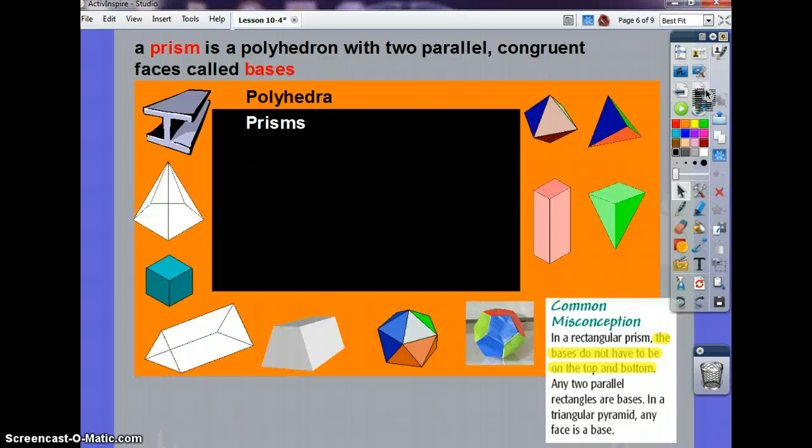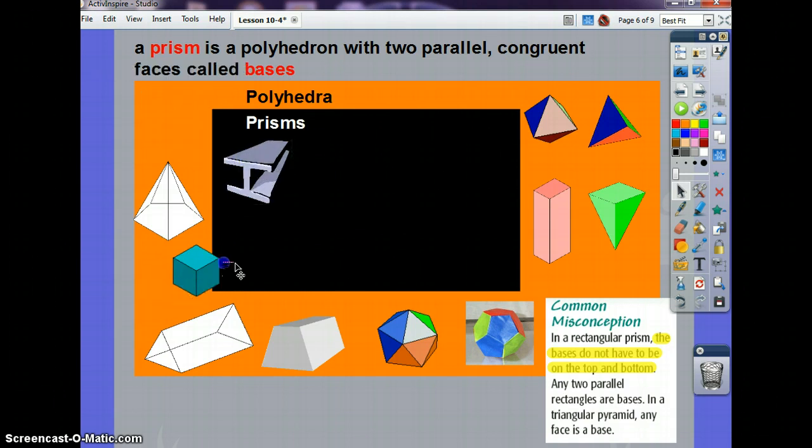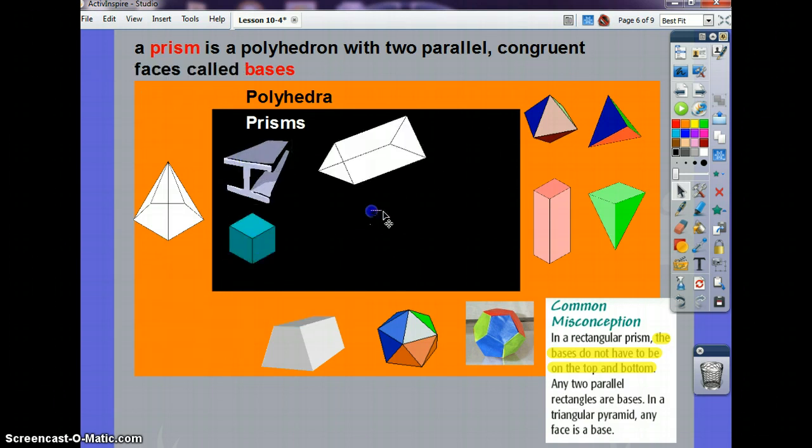Now wait a minute, there's a common misconception, and that common misconception is that those bases have to be on the top and the bottom. Not true. The bases do not have to be on the top and the bottom. Any two parallel polygons are the bases. So let's take those figures now that are polyhedra, that are also prisms, and drag them onto the black mat. We're looking for two parallel congruent faces called bases.